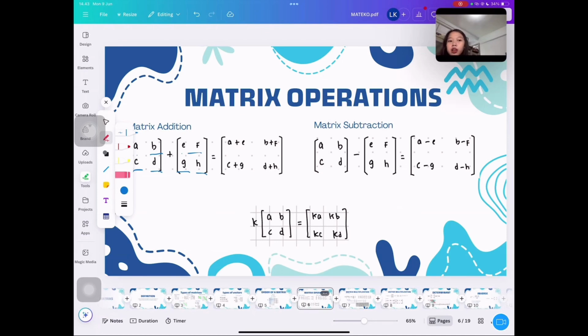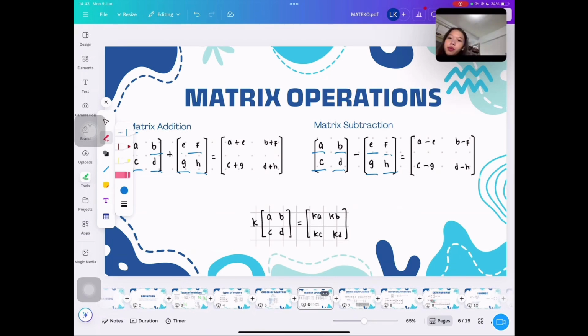And the second one is matrix subtraction. Just like matrix addition, the main requirement for matrix subtraction is that both matrices must have the same order size. For example, if the matrix ABCD is subtracted by EFGH, then A is subtracted by E, B is subtracted by F, C subtracted by G, and D subtracted by H.